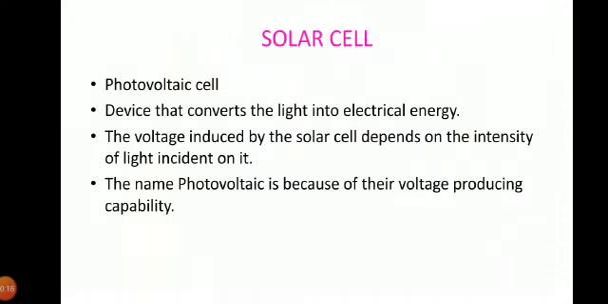The solar cell operates on the principle of photovoltaic action, that is the conversion of light energy into electrical energy. So it is also called a photovoltaic cell. And the voltage developed by the solar cell depends on the intensity of light. That is, the higher the light intensity, the higher the voltage.